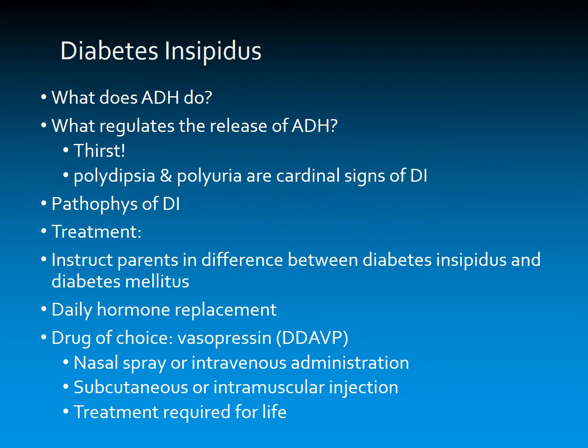Kids can do a daily hormone replacement, which is vasopressin. They also have it available as a nasal spray, or they can do an IV injection. It can be given sub-Q or IM as well. But treatment is going to be required for life because if you don't, you're going to dehydrate yourself.